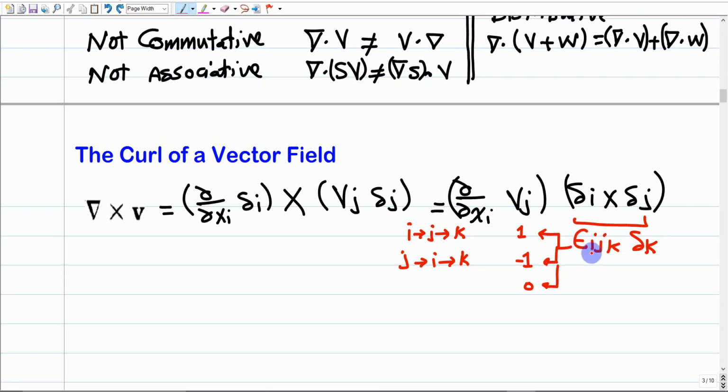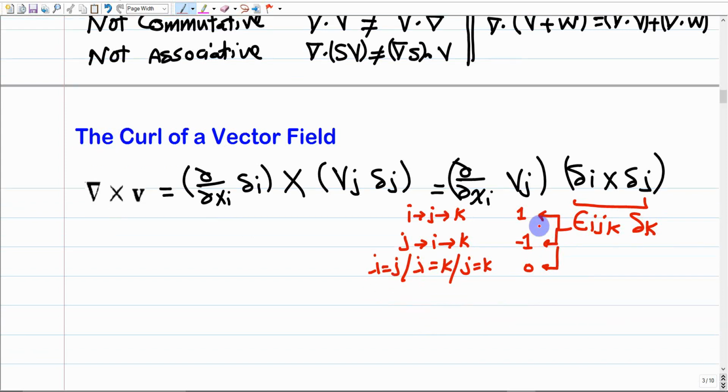But if you have a different order, like you start with J, then I, then K, or start with K, then J, then I, it means that you're already mixing the order. So the value of this epsilon should be -1. It would be 0 in case that either I equals J, or I equals K, or J equals K. It means that if any two indices are equal, the value of this term should be 0. This is the permutation parameter as we explained before, right?